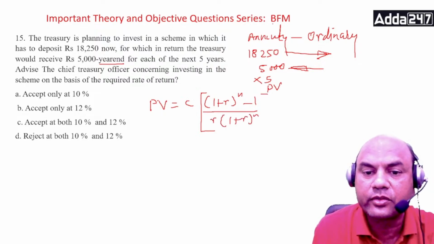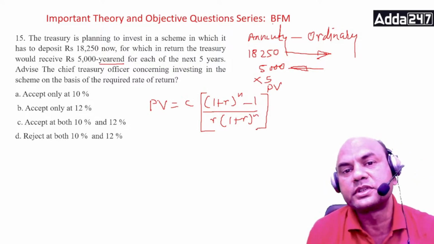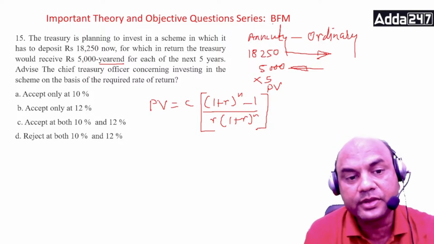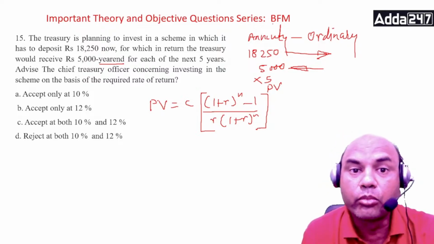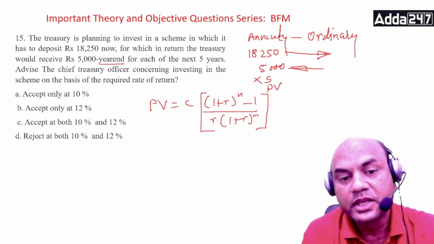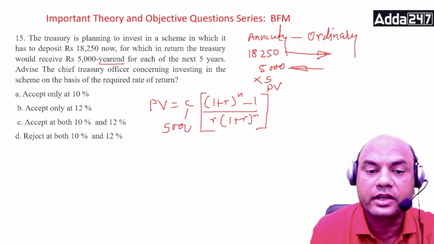This is the formula for ordinary annuity. Same formula you'll have to use. Now what are the options given? Look at the options and choose. Both of them you'll have to solve. C is what? Your 5,000, what you get every year.